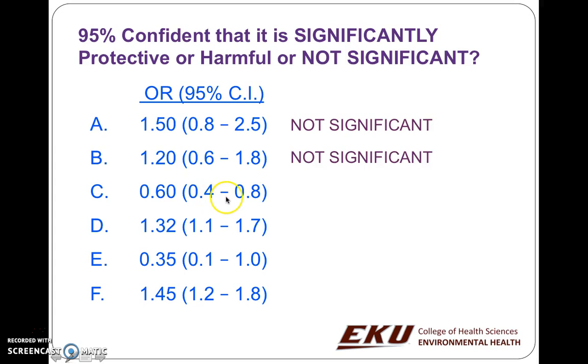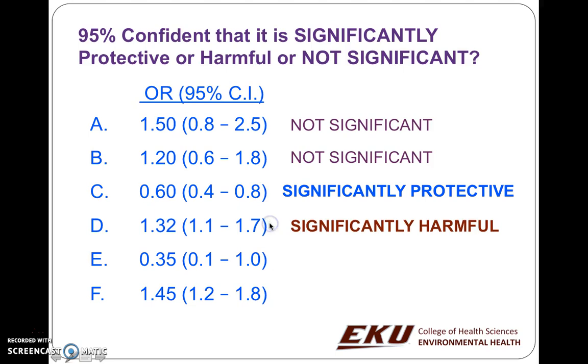Now in this example, is 1 included between 0.4 and 0.8? I don't see 1 included in there. There's 0.5, 0.6, 0.7, 0.75, 0.78, but no number 1. It's all below 1. That's protective, that's protective. Since 1 is not included, it's statistically significant, and it's all protective, so it's significantly protective. 1.32, it's all above 1. The whole confidence interval is above 1, so it's significantly harmful.